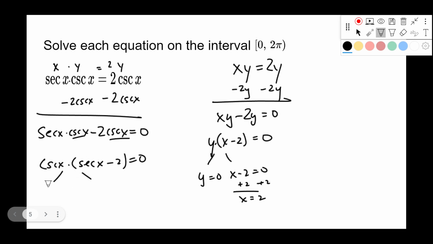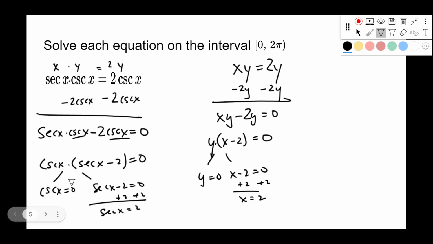And now, since it's equal to 0 and they're multiplied, I can split them up. Cosecant x would have to be 0, and then secant x minus 2 would have to be 0. So I add 2 on both sides. So secant x would have to equal 2, and cosecant x would have to be 0. Okay, so now, let's do this. Cosecant x being equal to 0.